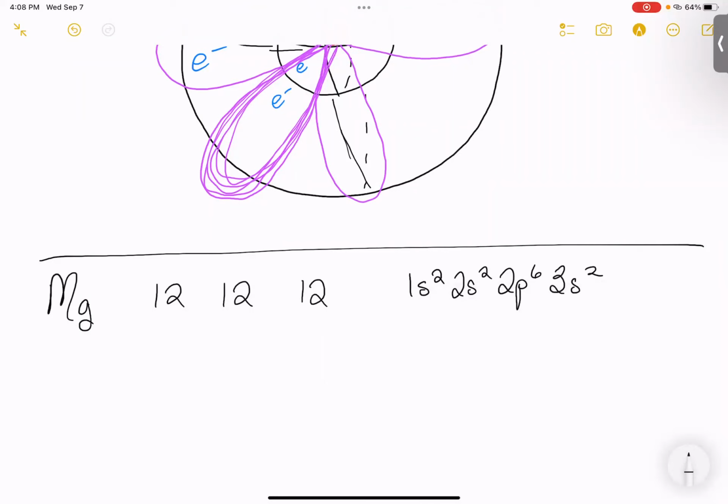How'd it go? It's 1s2, starting from the top, 2s2, 2p6, because there are 6 elements across that section, and 3s, and magnesium's second element, so 3s2. And if you add it all up, you get 2 plus 6 plus 2, and that does equal 12.